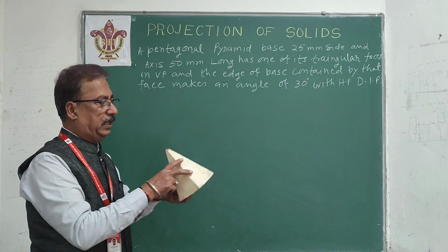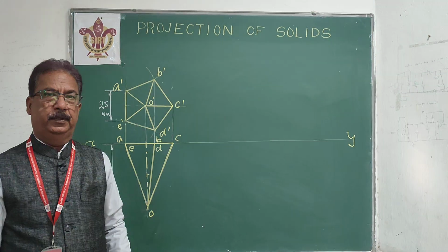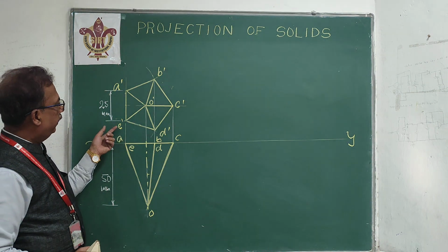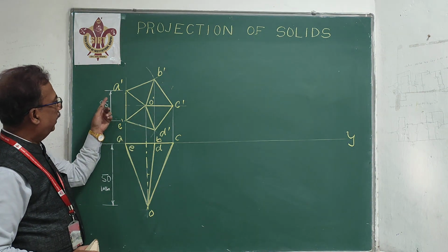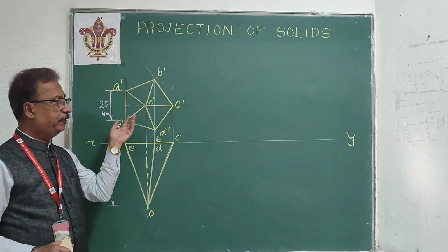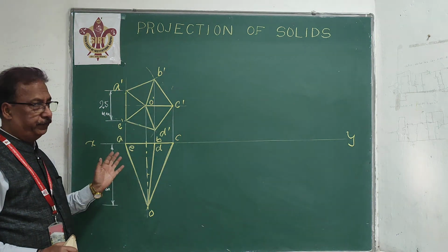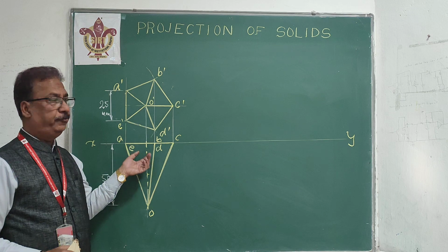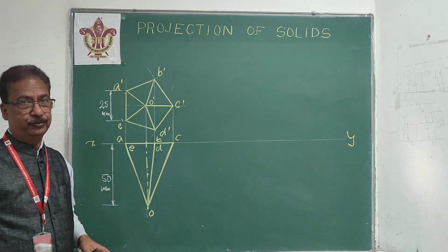Okay, so I am going to start this problem. As discussed, we will start with the front view. In the front view you can see the pentagon. Again the naming will be in the clockwise direction, and we have drawn the top view. So the initial stage is that I have kept the base on the VP with one side perpendicular to the VP.